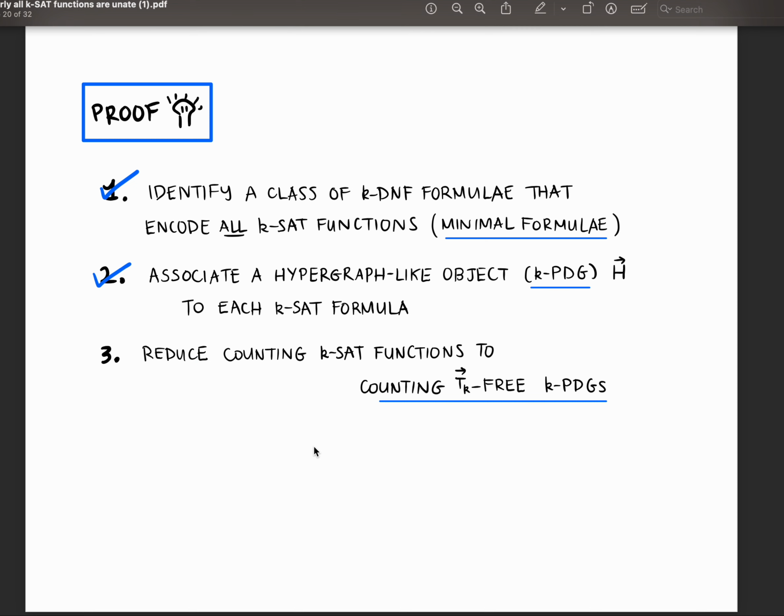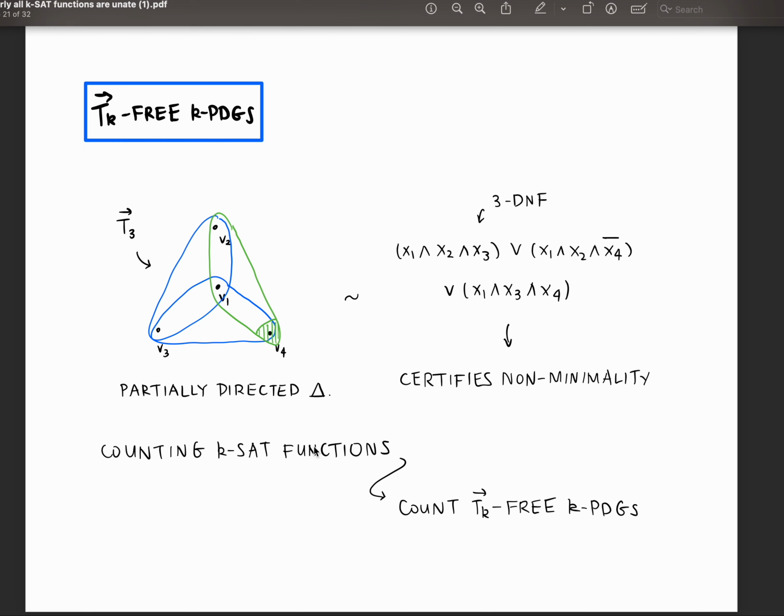And so what we're going to do is we're going to reduce the question. We first thought to count k-sub functions. And now what we want to do instead is we're just going to try and count the number of partially directed graphs that are free of this partially directed triangle. Because we will be able to formally say that whenever a partially directed graph has many copies of this partially directed triangle, then the associated k-sub formula will have many short certificates of non-minimality and will not be a minimal formula.